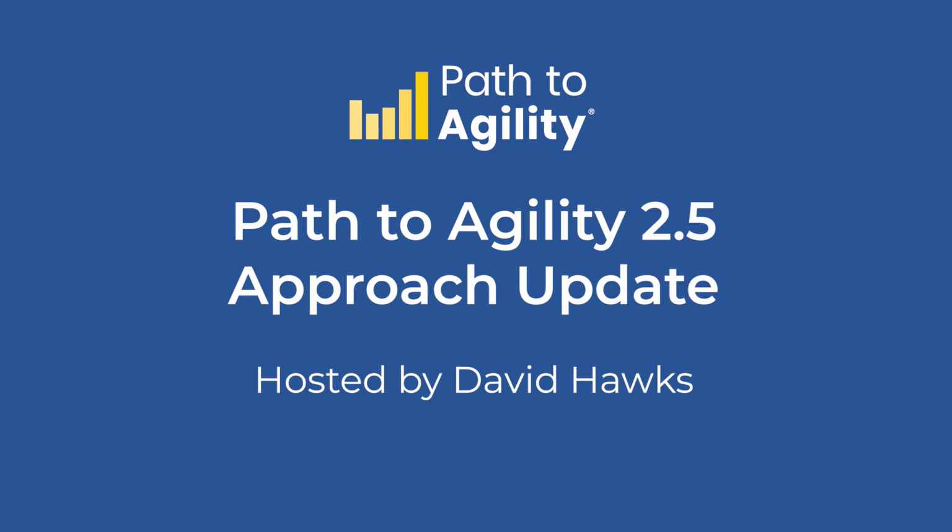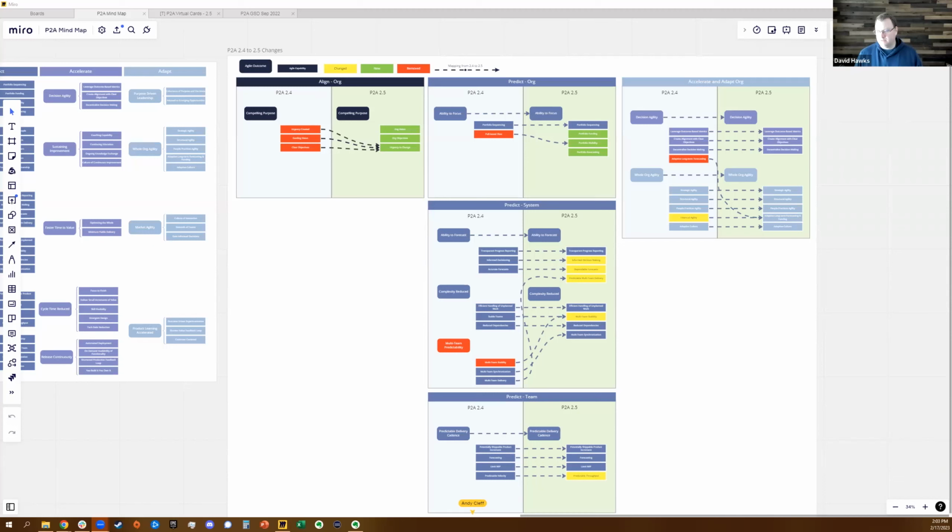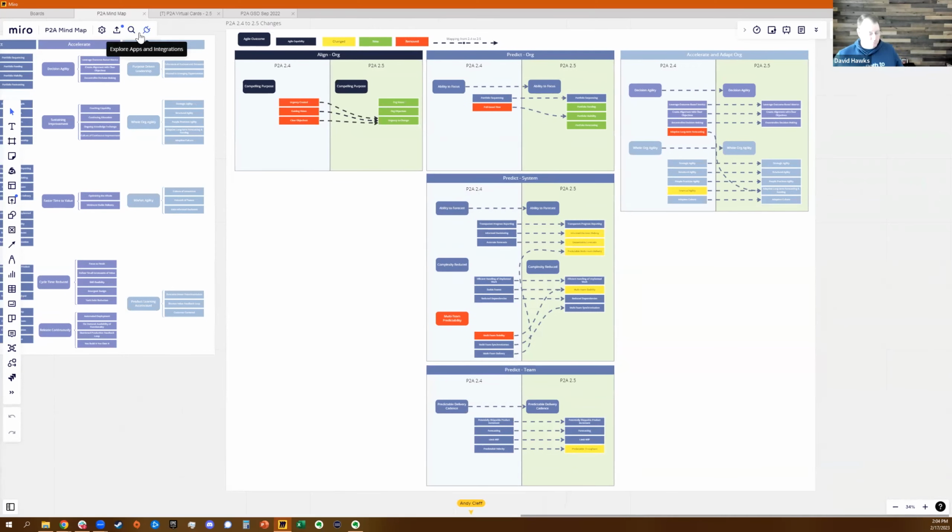So what we're hoping to go over today is the changes that are in what we call Path to Agility Release 2.5, moving from 2.4 to 2.5. What I'm going to do today is go over, just at a high level, the big things that moved around. All right, so let's zoom in here a little bit.